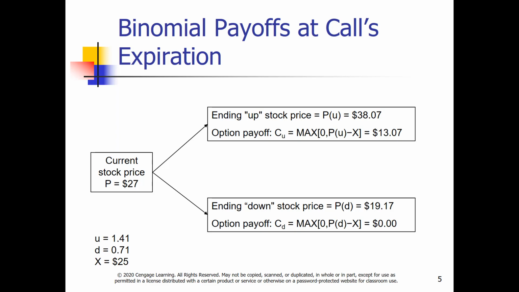Here's a zoomed view of the chart so you can more clearly see how the terminal stock and option values are computed. If the price goes up by a factor of 1.41, then the ending up price is $38.07 for a $13.07 payoff on the option. If down, the price is $19.17 and the payoff is 0.